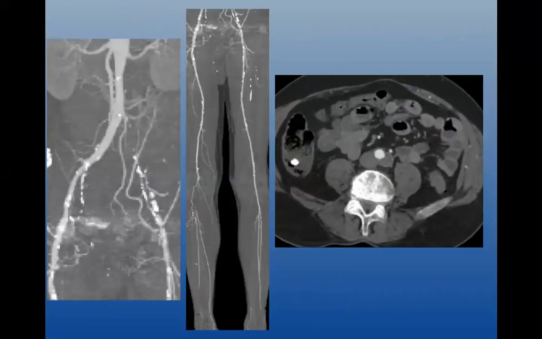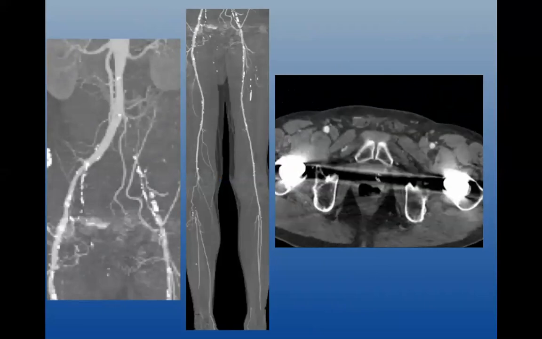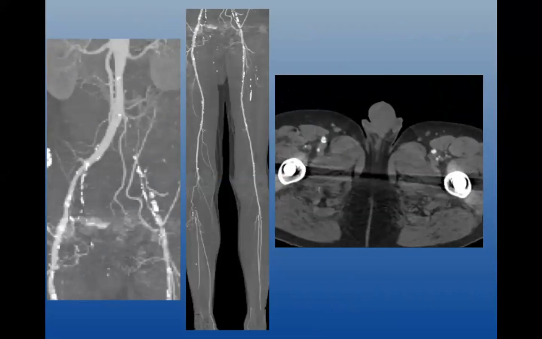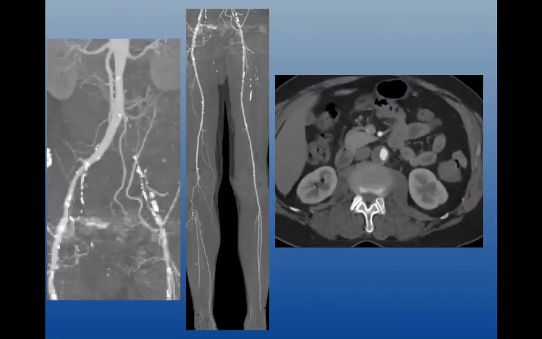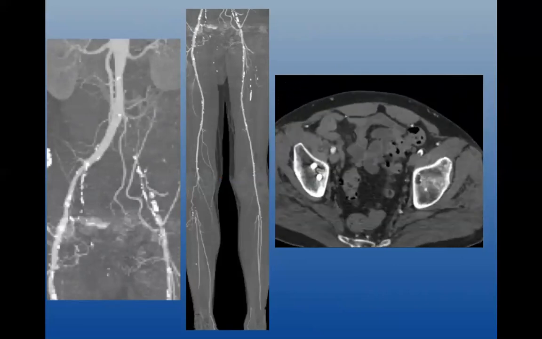I know that I have inflow disease. Am I dealing with an occluded aorta? Probably not, because the right common femoral artery was normal. Am I dealing with focal short segment disease, a long chronic total occlusion? What am I really dealing with?